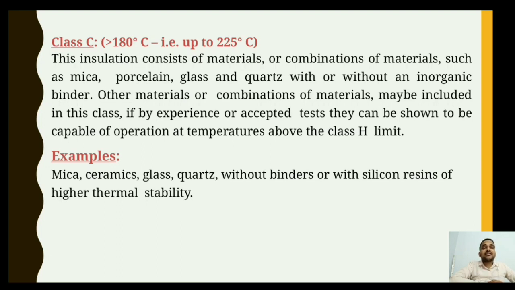Okay, and there are certain examples of class C, that is mica, ceramic glass, quartz without binders or with silicon resins of higher thermal stability. Let me give you one example. In earlier days, we used an electric press. In that case certain gypsum was used for the insulation purpose. Its temperature range was up to 180 degrees Celsius. So it is a pure form of material which is used for class C insulating material, and the temperature range is 180 degrees Celsius to 225 degrees Celsius.